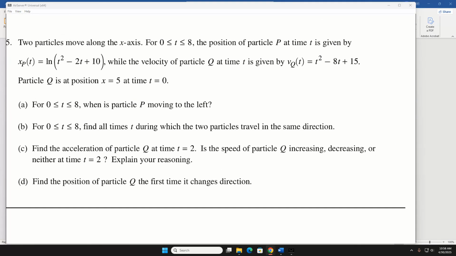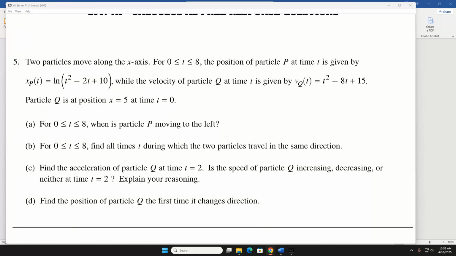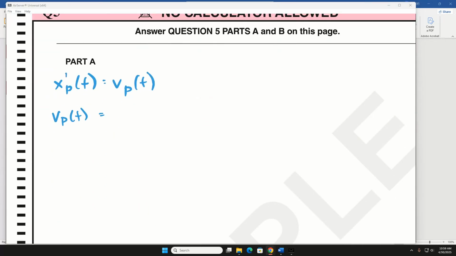So this is a natural log function. If it had just been the natural log of x, what would its derivative be? 1 over x. However, it is not. We have to do the chain rule. So it's going to be something over this. So the t squared minus 2t plus 10 is going to be in the denominator of our derivative. What's going to be in the numerator? The derivative of that. Very good.